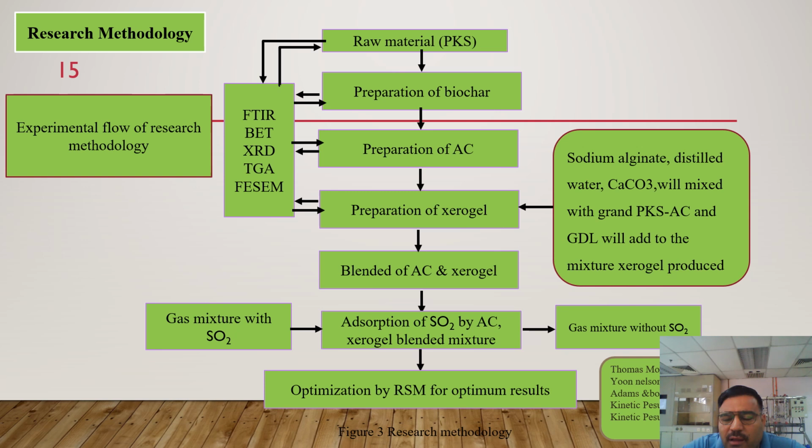The solution will be like a milky solution and we will mix it for 15 minutes. When the mixture is good, we will add the palm kernel shell biochar, or we will add palm kernel shell activated carbon, and the solution will be a good mixture, nearly black and white. After 20 minutes, we will add glucono delta lactone.